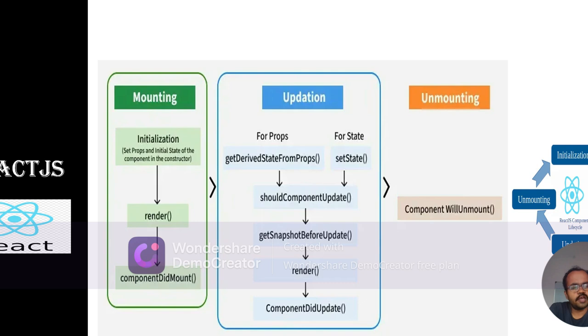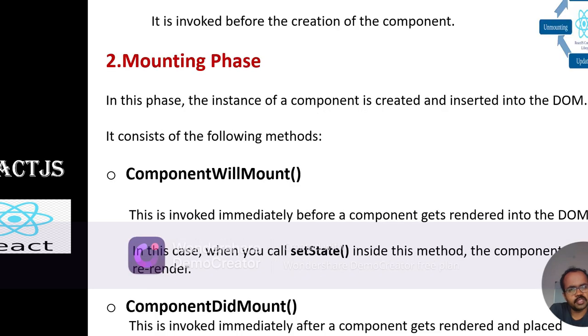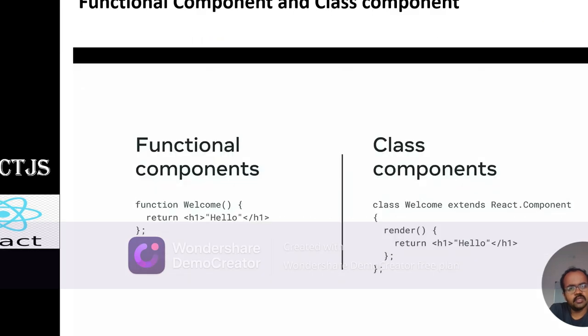We have the life cycle of the particular class component. Let's go through it one by one. Before that, let's go with a small, simple example. These are the two different components. The class component has a render method, and it is extended by React.Component.